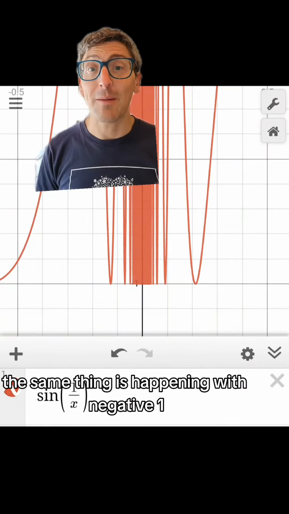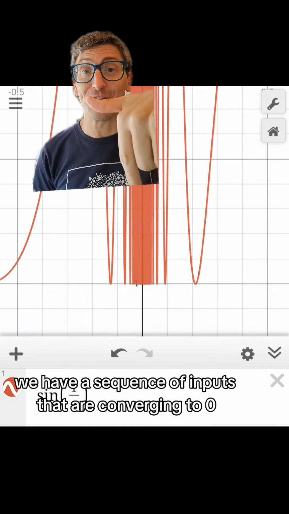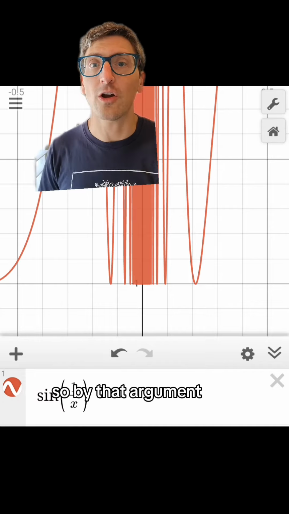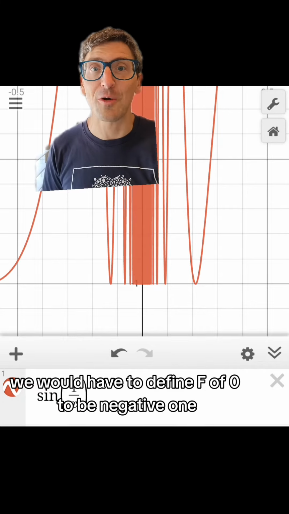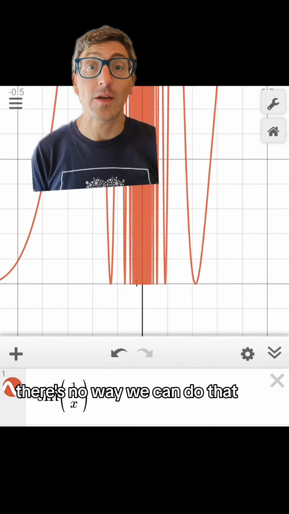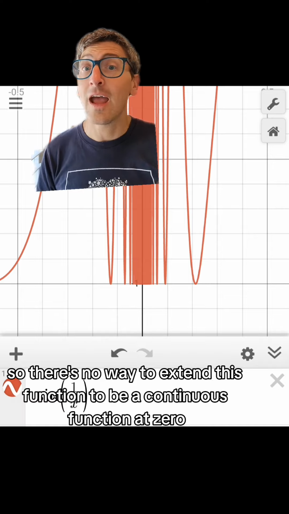But the same thing is happening with negative 1. We have a sequence of inputs that are converging to 0, but their outputs are staying fixed at negative 1. So by that argument, we would have to define f of 0 to be negative 1. This is a contradiction. There's no way we can do that. So there's no way to extend this function to be a continuous function at 0.